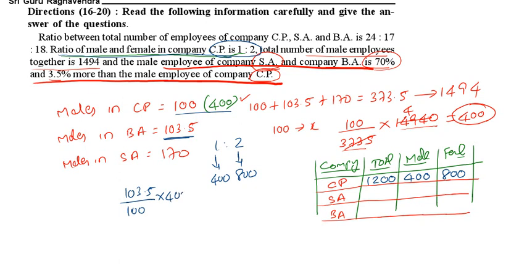So the correct answer is 3136. Option 5 is the correct answer. See the next question.